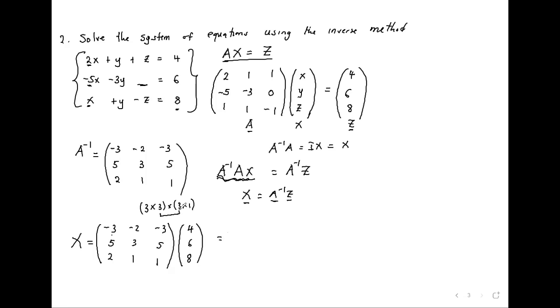So you start negative 3 by 4, we get negative 12. Negative 2 by 6, we get minus 12. Negative 3 by 8, we get minus 24. Again, 5 by 4, 20, plus 18, plus 40. And again, 2 by 4, 8, plus 6, plus 8.